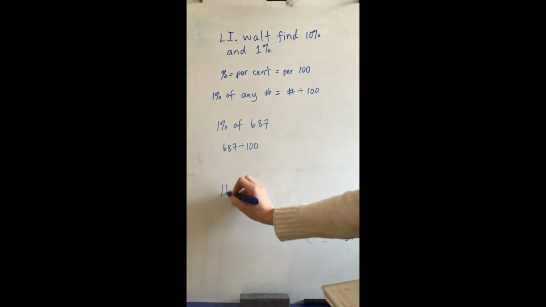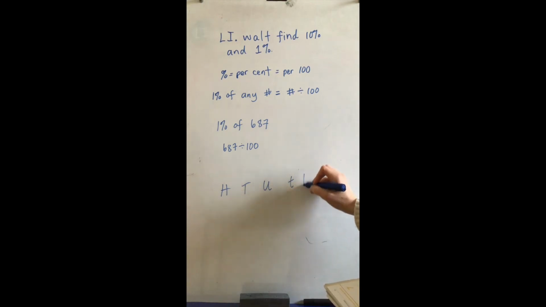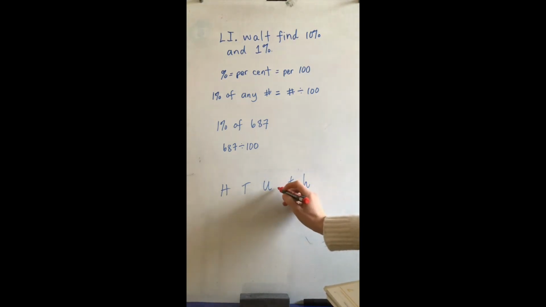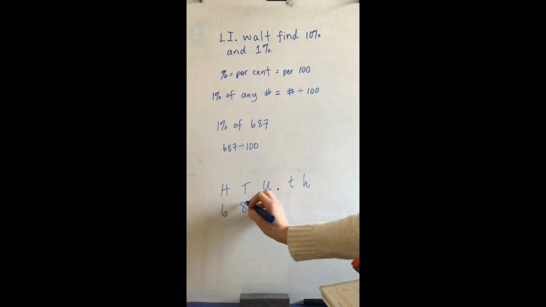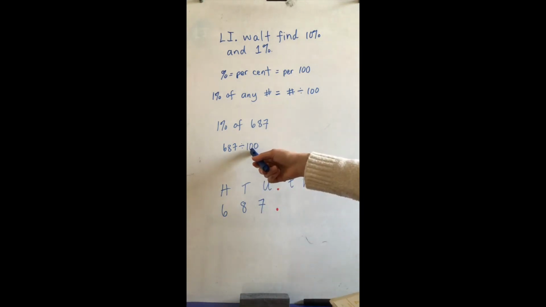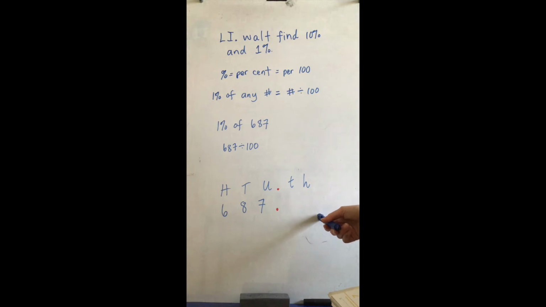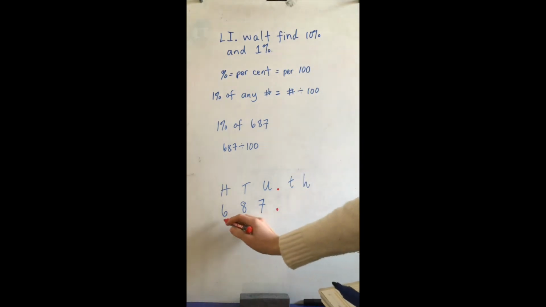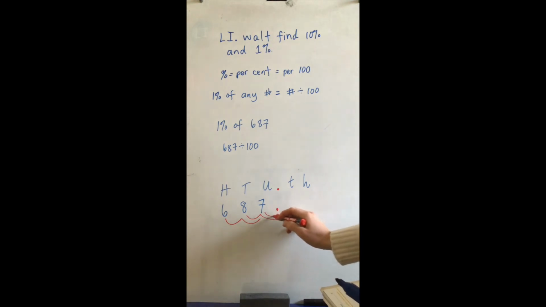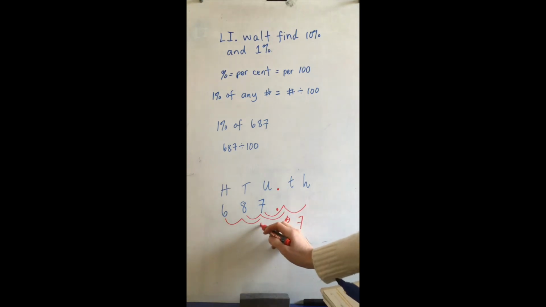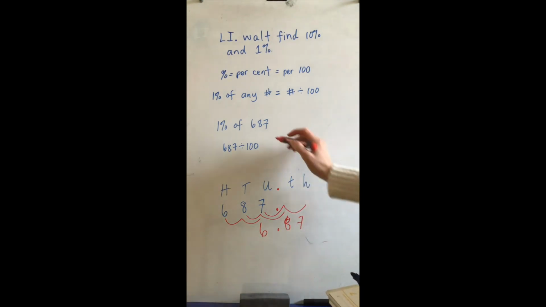If I had my hundreds, tens, units, tenths, and hundredths columns, and I had 687, everything's getting 100 times smaller, which means it's got to move to the right 2 columns. So we move everything over 1, 2. The 7, the 8, the 6, so we end up with 6.87. So 1% of 687 is equal to 6.87 because I've just divided by 100.